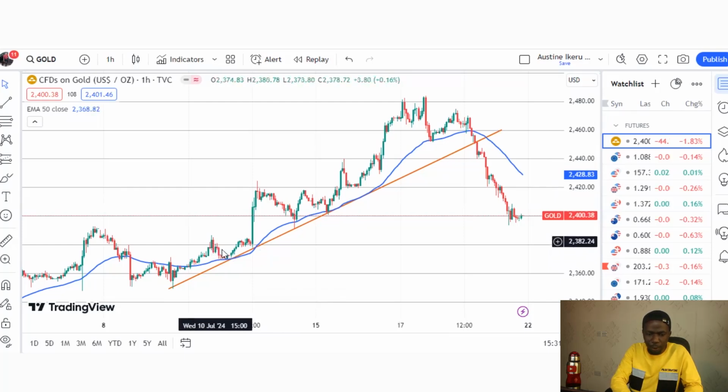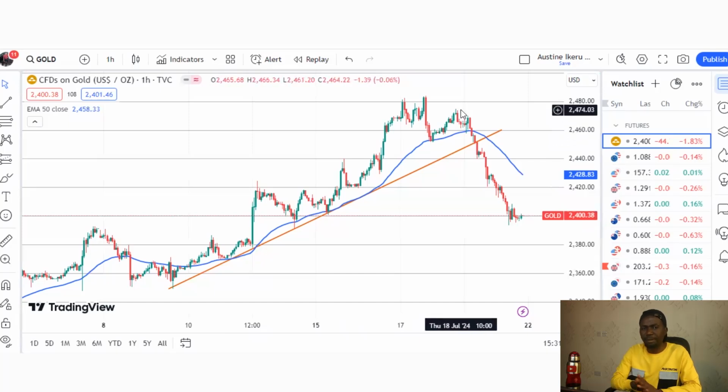So each time price comes to the 50 EMA, it gets rejected. Comes again, gets rejected. The price comes again to the 50 EMA and then gets rejected. So you can see that the 50 EMA is now reacting to the price.